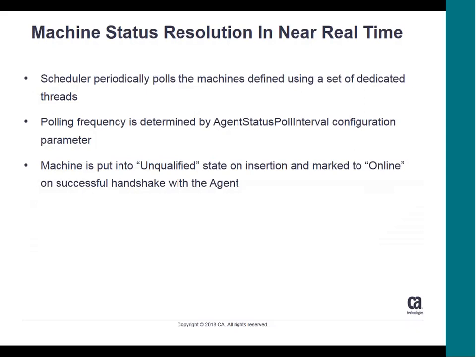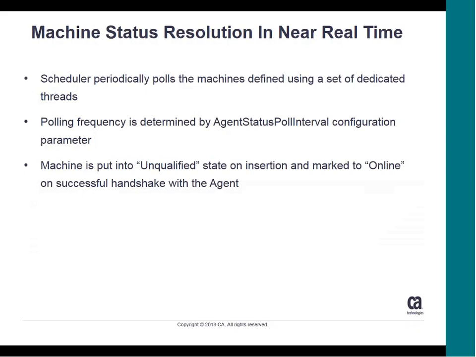So earlier, if you observe, when a machine is inserted, by default, the machine status is put to online. And even though the agent is really not available, you could still have a machine defined, and only after running a job the machine would have been put into unqualified and missing state finally.